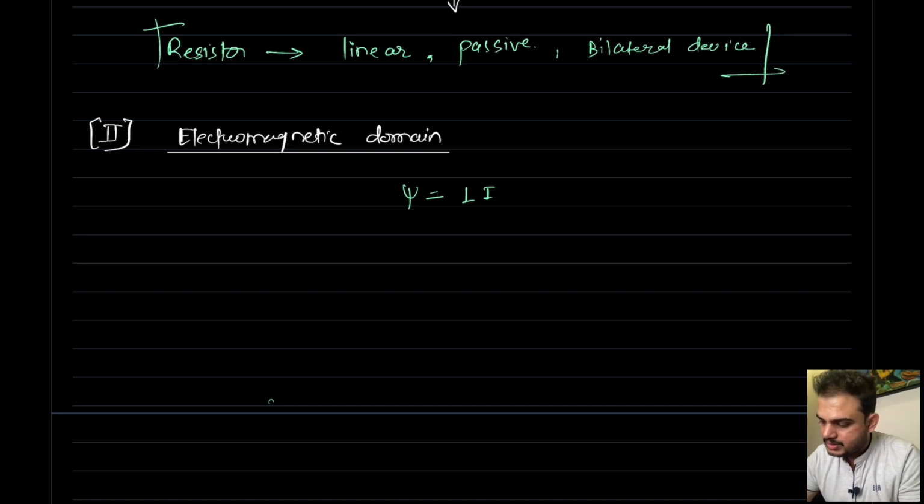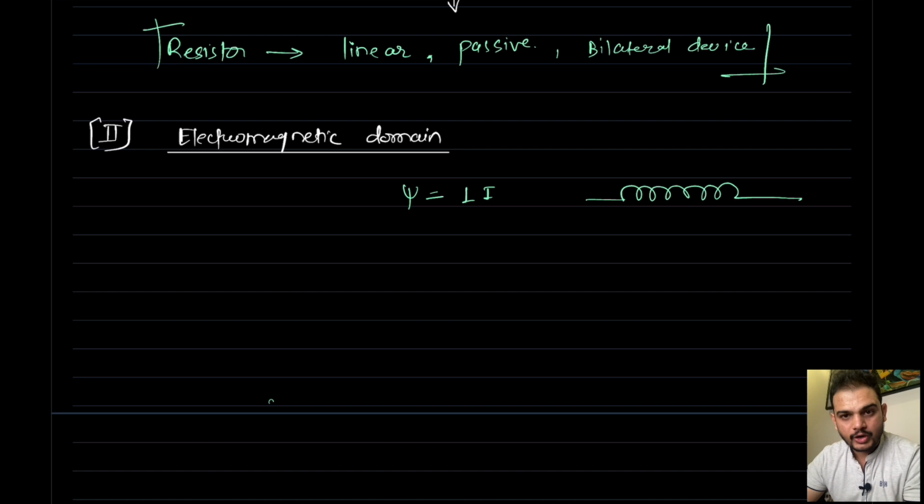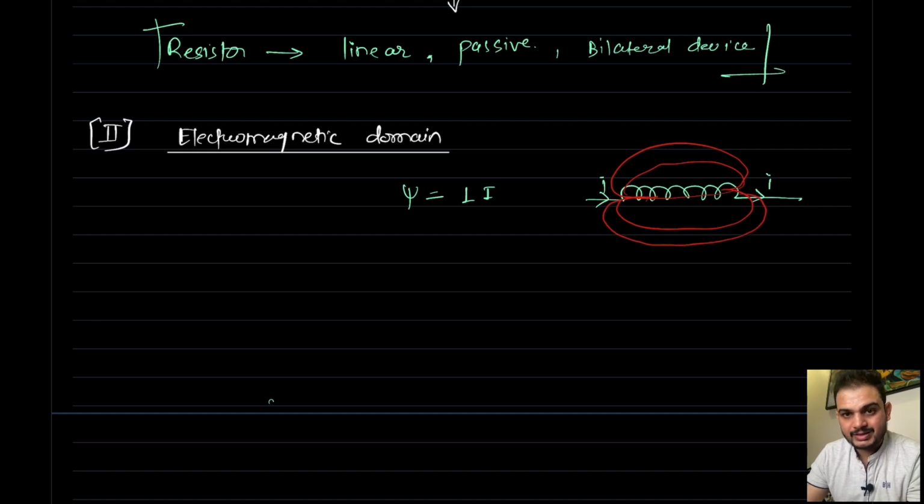What is an inductor? This is the inductor, this is the coil, and these are the number of turns. As soon as current flows through it, we know that every current carrying conductor will produce a magnetic field around it. That is the interaction of the magnetic field and the electric current, which is nothing but the electromagnetic domain, which talks about the inductor.